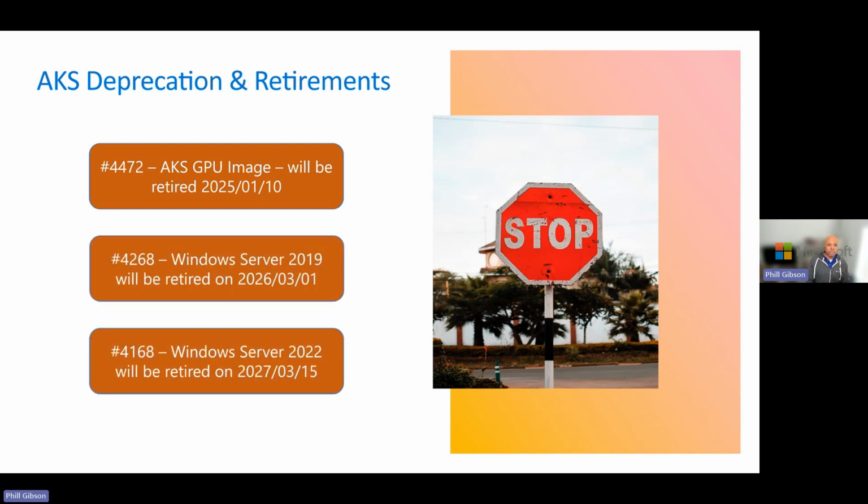These next two are around Windows Server. Windows Server 2019 is going to be retired basically a year from now, and trailing that into the next year will be Windows Server 2022. Windows Server 2025 is out, and so you can definitely start using that for your Windows node pools today.